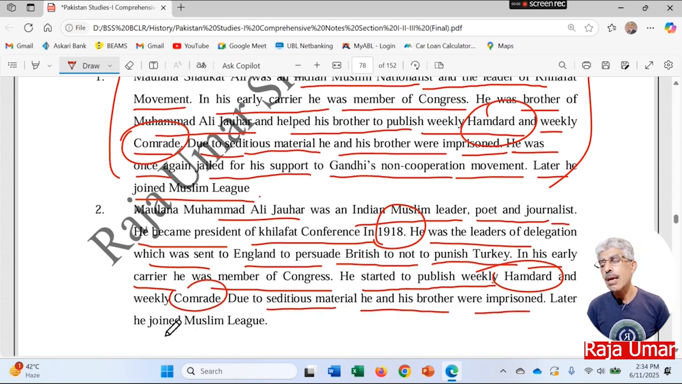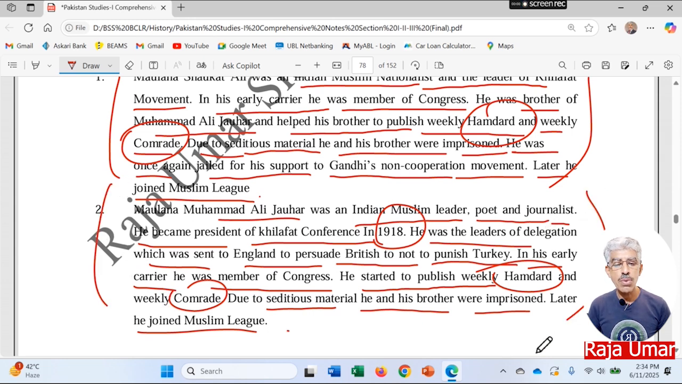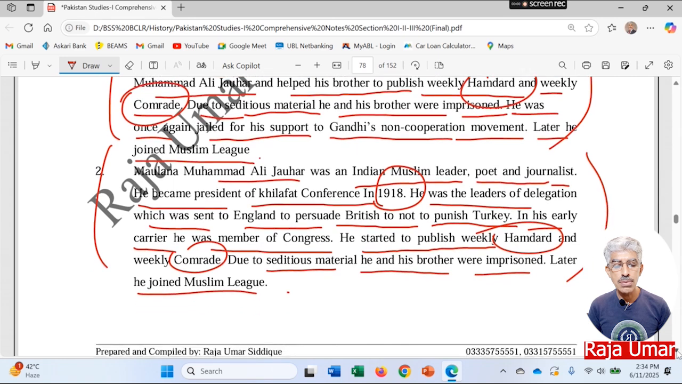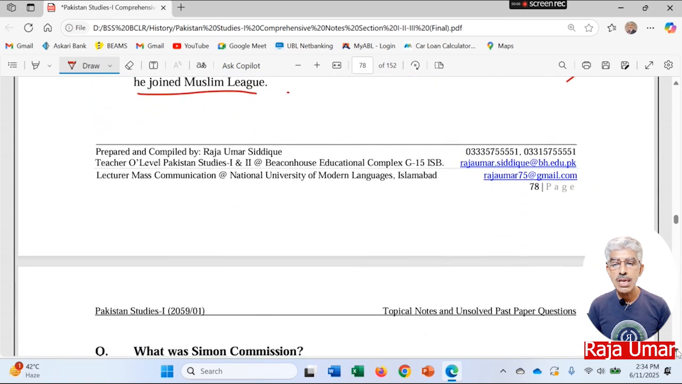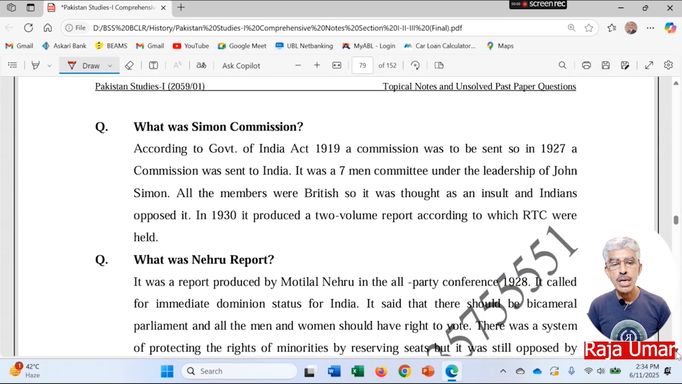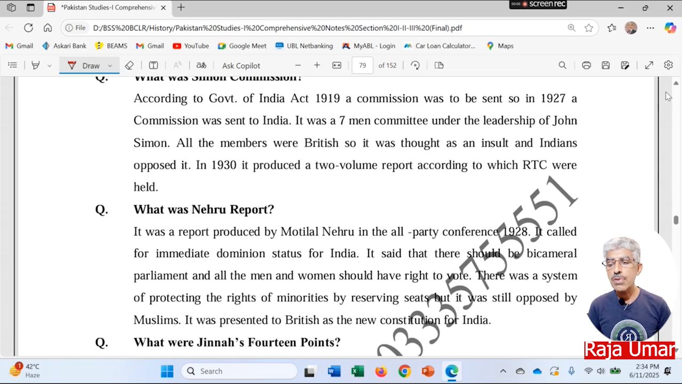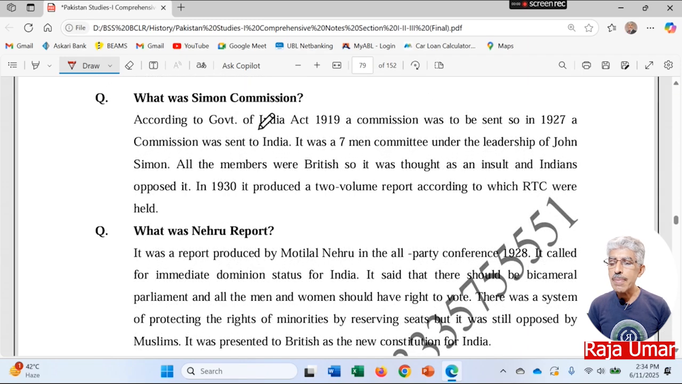So it means that both the brothers had almost the same sort of personalities. They worked for Muslim unity and for the protection of Muslims in the Khilafat movement.